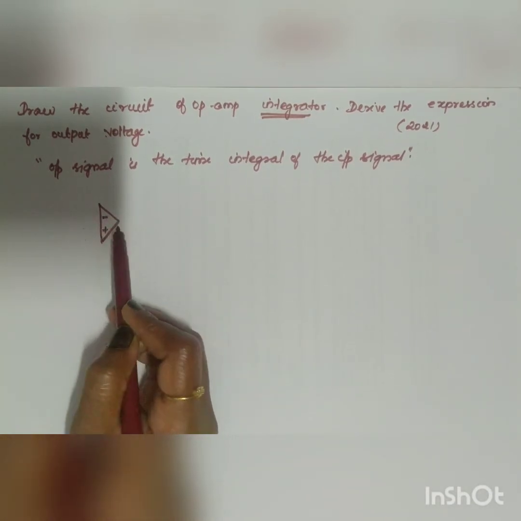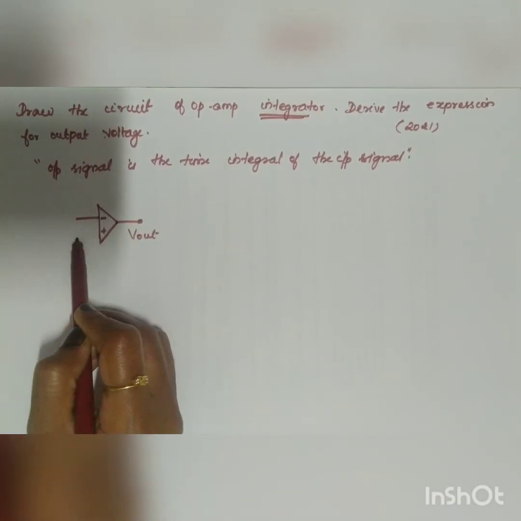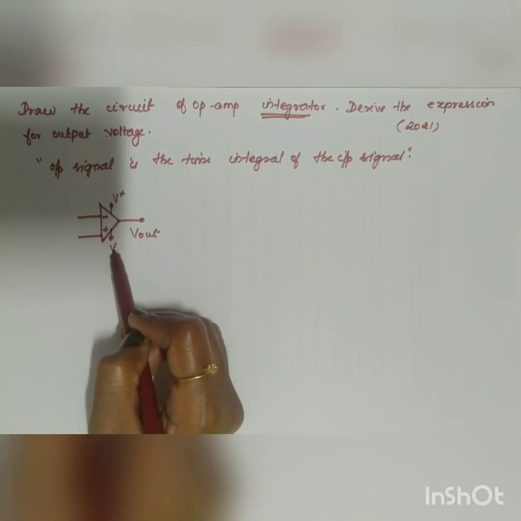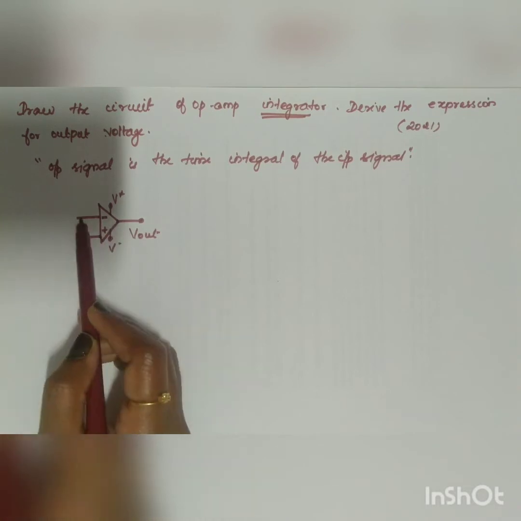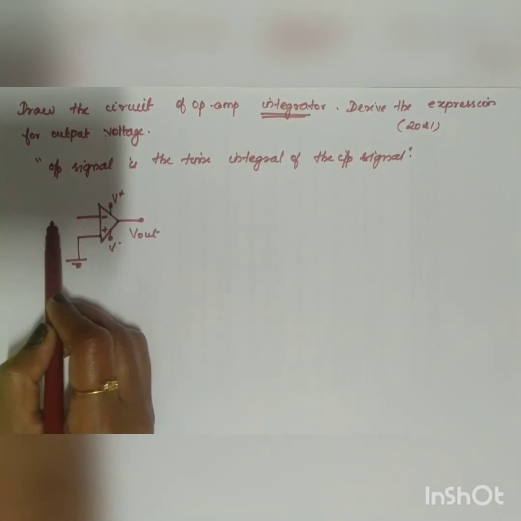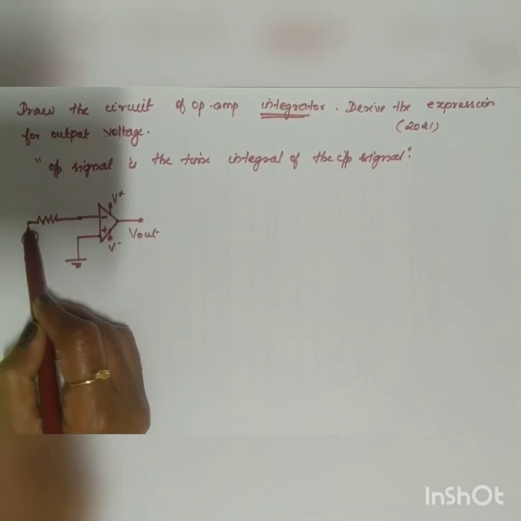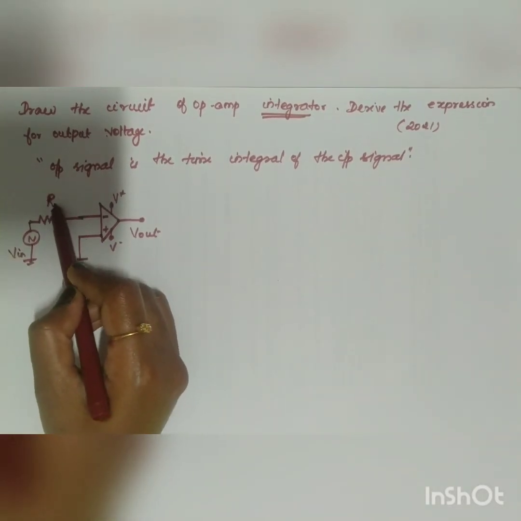So inverting terminal, non-inverting terminal, V out. This is your input and you will be having plus V, minus V, right? These are the important connections which you have. In the inverting op-amp, your non-inverting terminal will be grounded. Across the inverting terminal, you are going to give your input signal. This will be your V in. Let me take this as R1.